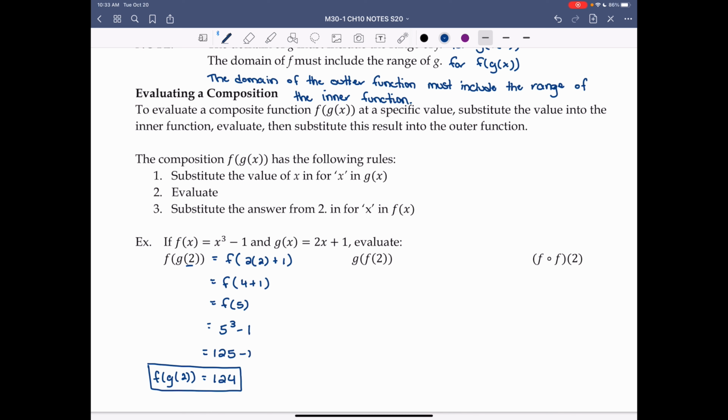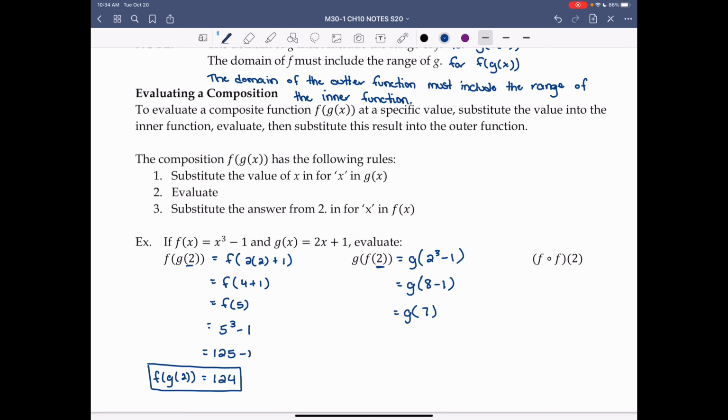G of f of 2, this tells us to take 2 and substitute it into the function f of x for x. So we get g of f of x is x cubed minus 1. We're subbing in 2 for x, so 2 cubed minus 1. We evaluate that. 2 cubed is 8 minus 1. That gives us 7.